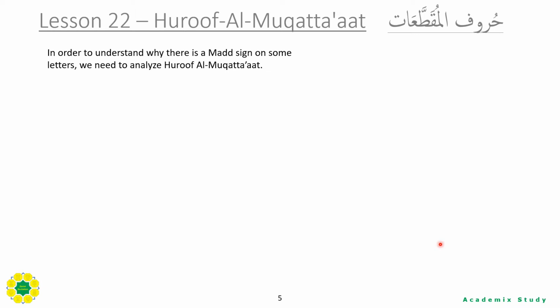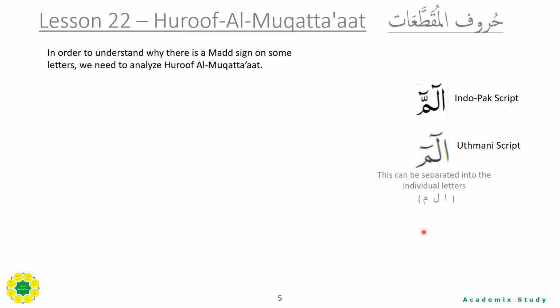It is important to look at the structure of Huroof Al-Muqatta'aat so that we can understand the correct pronunciation of the letters. If we take an example of any of these abbreviated letters, we can separate those out into the individual letters. In this example, we can separate the word into the 3 individual letters, alif, lam, and mim.